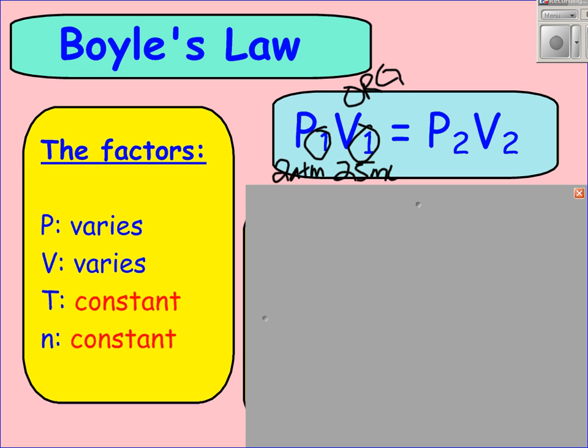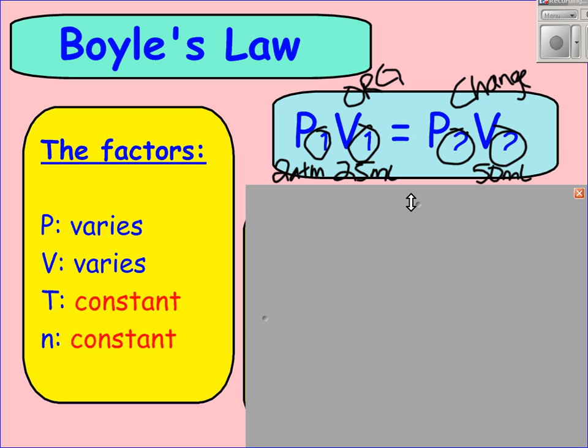Now what gas laws do is they look at a change. That's what the 2's represent. So suppose I took this 25 milliliter container and I changed it to 50 milliliters. A sample question could be, what would be the final pressure or changed pressure under this condition?